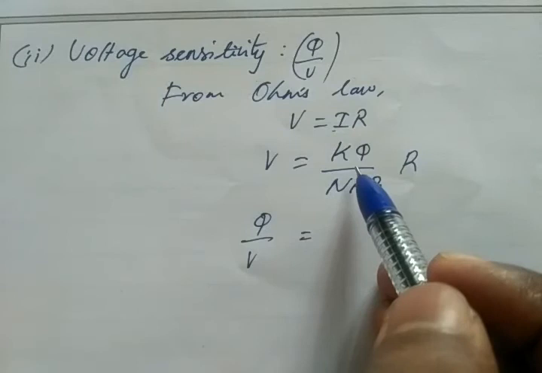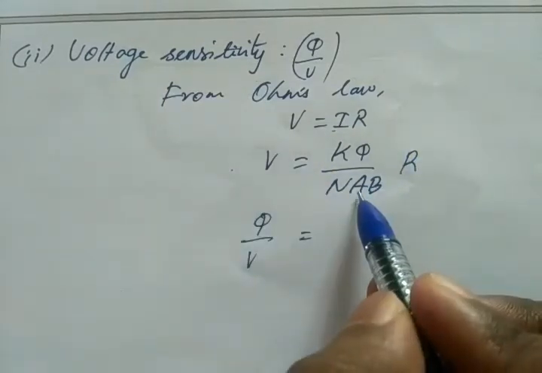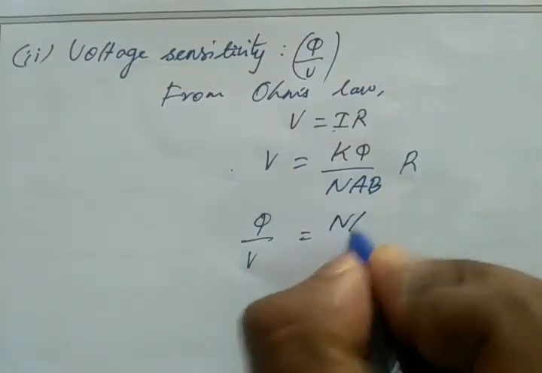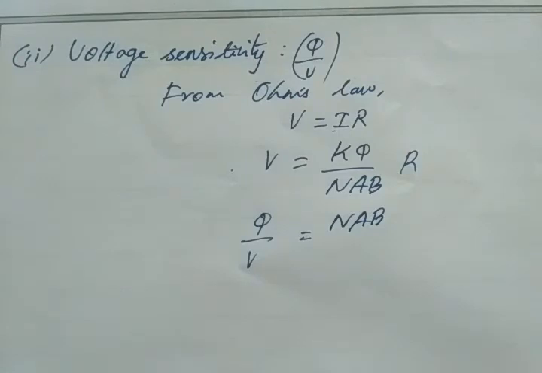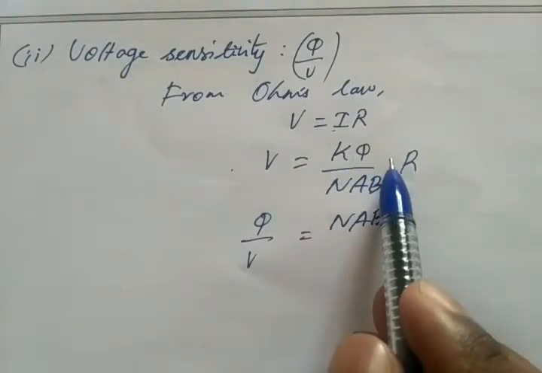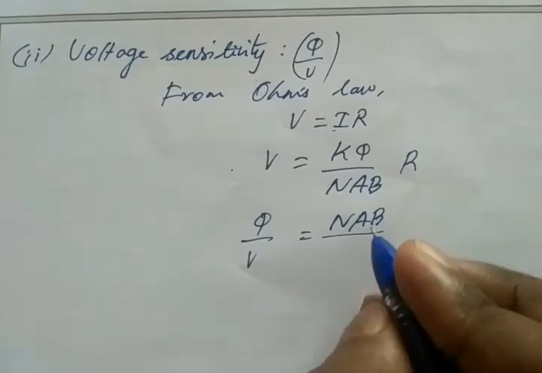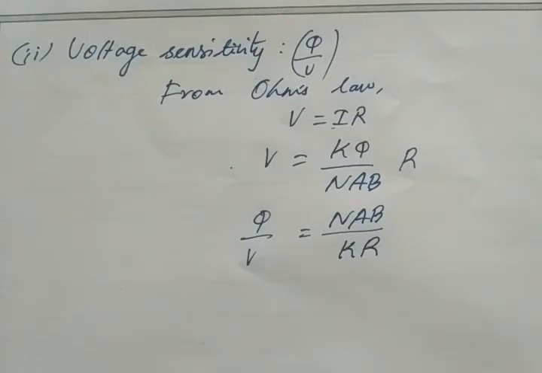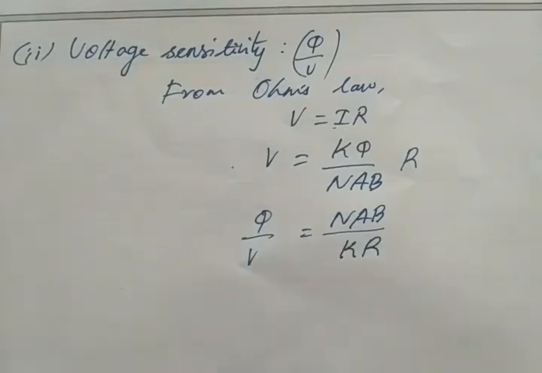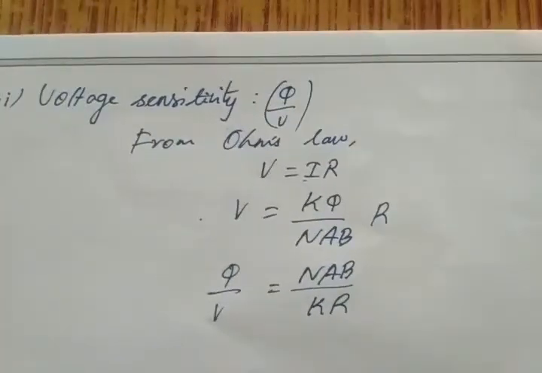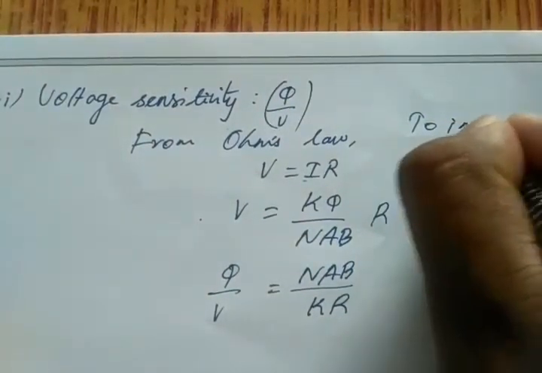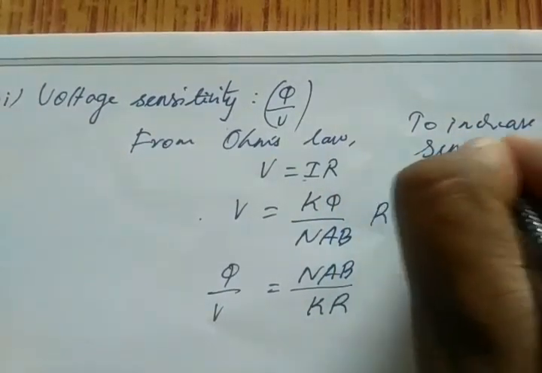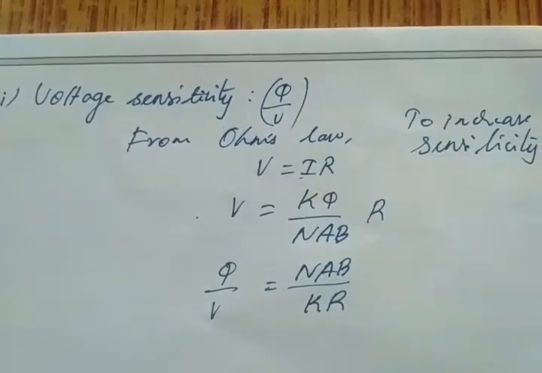And take all the remaining terms to the left side of the equation. So NAB, here in the denominator, if it goes to the left side of the equation, it is in the numerator, NAB. And KR in the numerator, if it comes here, then it will be in the denominator, KR. So to increase the voltage sensitivity, I write it here, we get the same points.